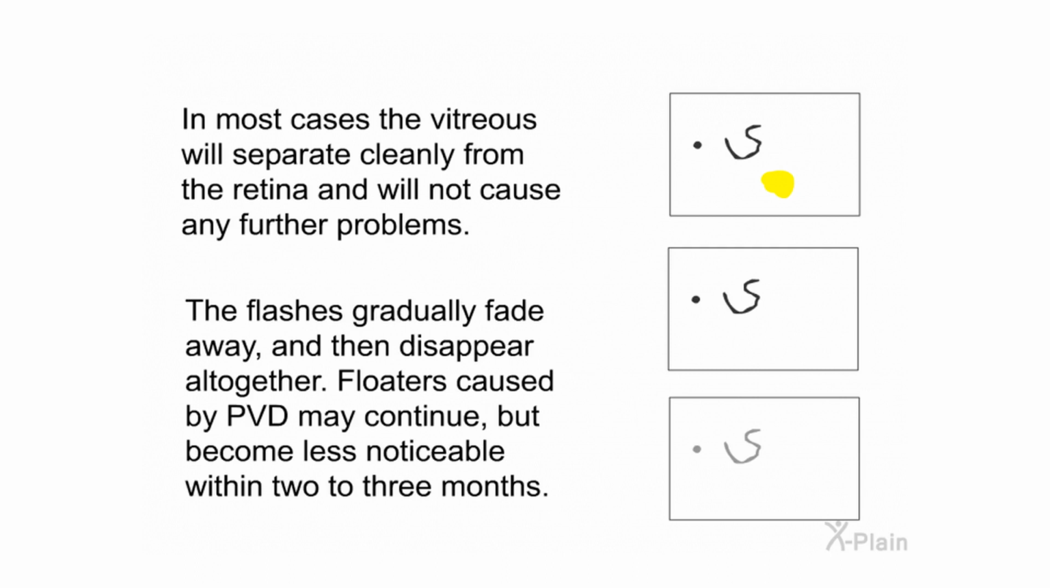In most cases, the vitreous will separate cleanly from the retina and will not cause any further problems. The flashes gradually fade away and then disappear altogether. Floaters caused by PVD may continue but become less noticeable within 2 to 3 months.